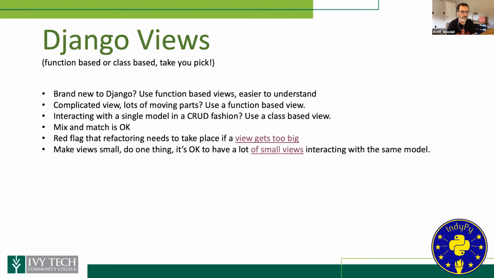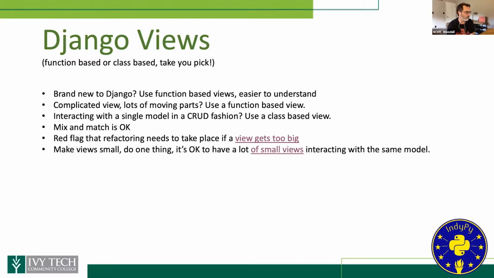If you have a complicated view, if there's lots of moving parts, you're dealing with multiple models, I found function-based views are generally better because it makes a lot of sense. You can see things flow and it makes it easier to read and understand. Function-based views go a long way for that. If you're interacting with a single model, just create, update, read, delete, class-based views have tended to work better for us. Mixing and matching is okay. So if you have a function-based view and right underneath it there's a class-based view, don't get too hung up on that, not a big deal.